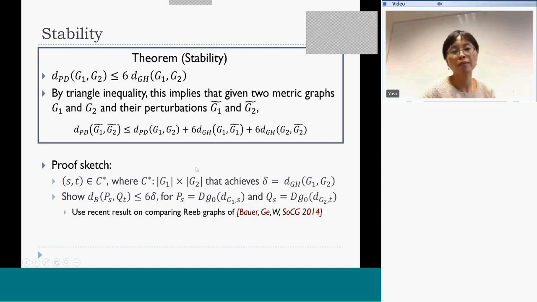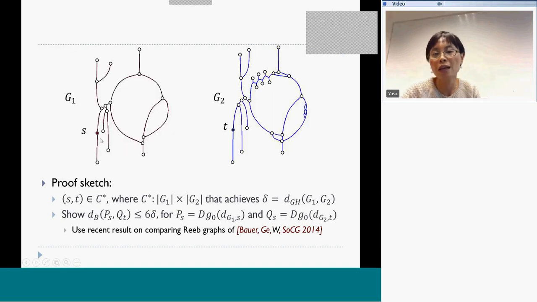It's not hard, so here's just a sketch. Intuitively, consider the optimal correspondence that gives us the Gromov-Hausdorff distance between the two inputs. If for any point S in G1 you take any of its corresponding points P in G2, one can argue that the persistence diagram for the distance function with respect to S, which I denote by PS here, has to also be close to the persistence diagram for the distance function to the base point P, which I denote by QP here.